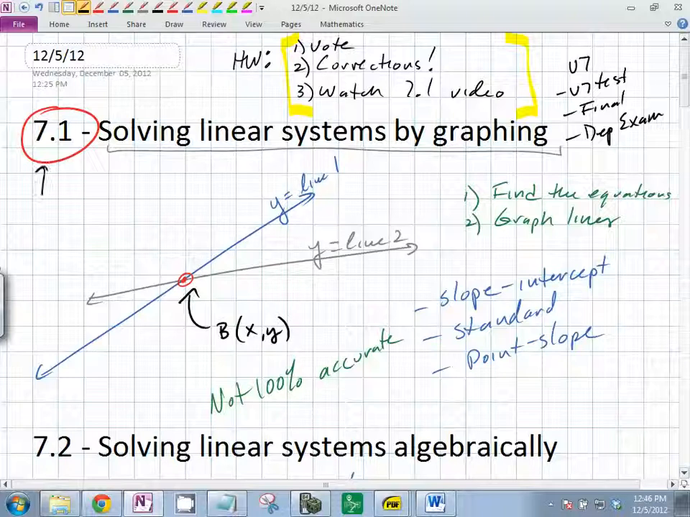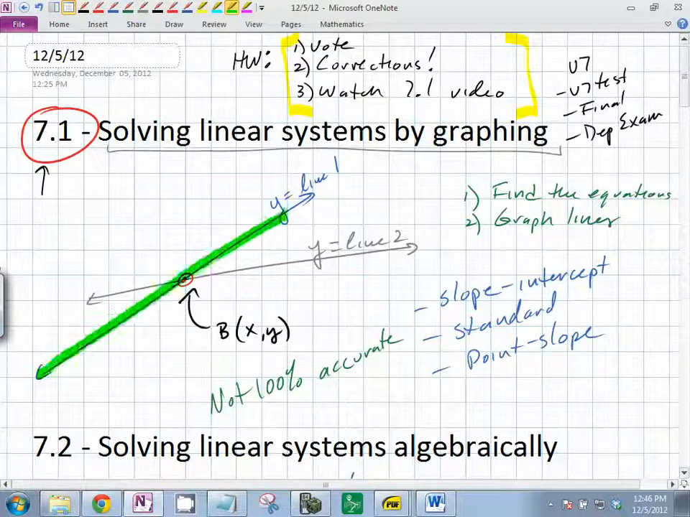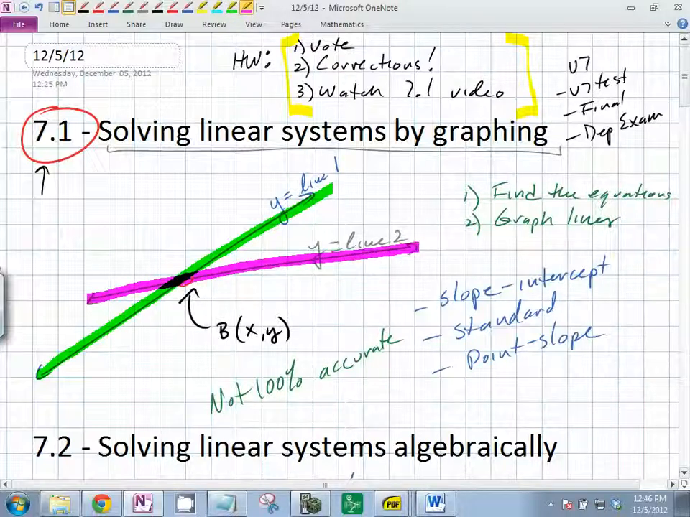So 7.1, an overview, is solving linear systems by hand, by graphing. A linear system is multiple equations where you're trying to find a solution that works in both equations. So you have 2 equations with x's and y's. They're going to be linear, so they are going to be lines, and you're going to graph both of them. Now, each graph represents all of the possible solutions to line 1 are right there. All of the solutions to line 2 are right there. So where they intersect, that point will be a solution to both.